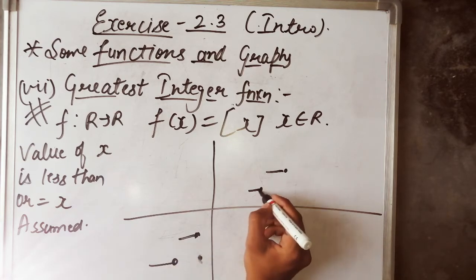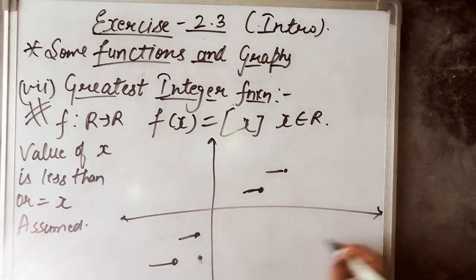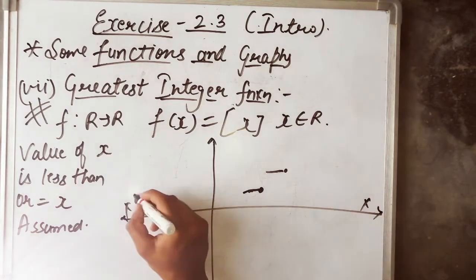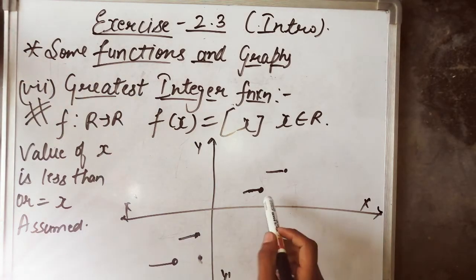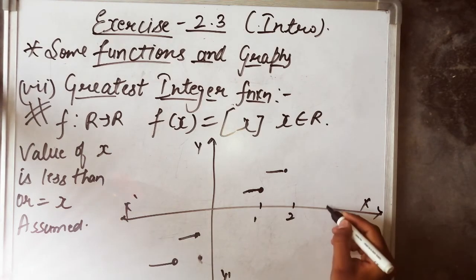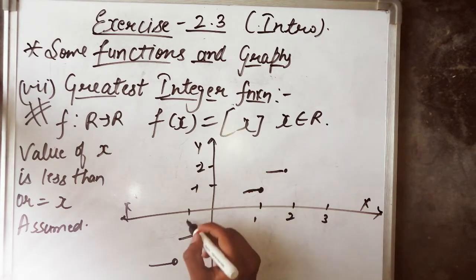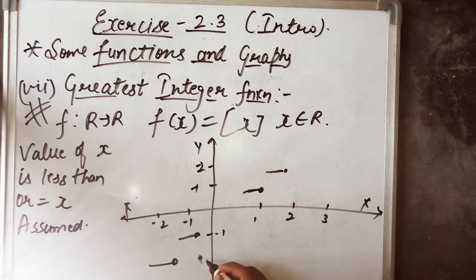So what does this line mean? Let me draw the graph properly. X dash, y dash. Okay, see here, let me write down the values also: 1, 2, 3, minus 1, minus 2, minus 1, minus 2 here, and minus 1, minus 2 here.